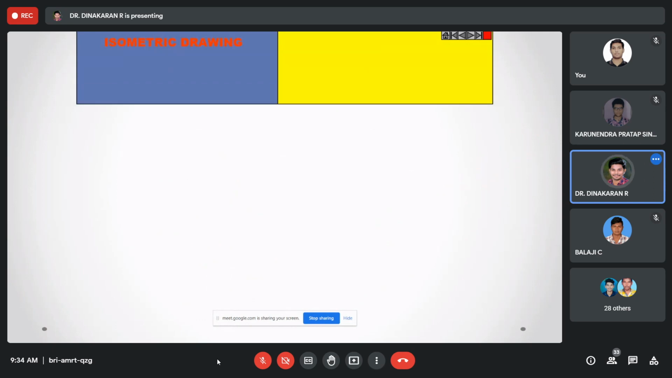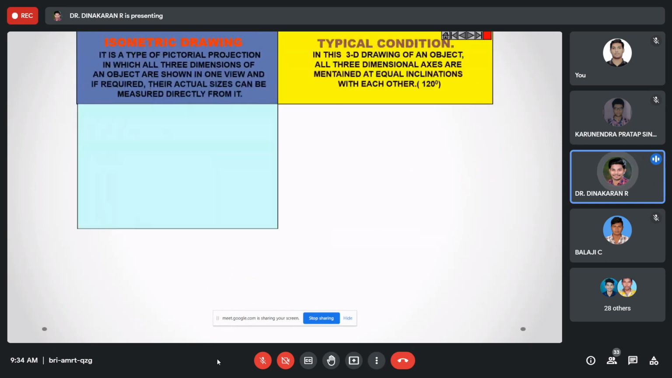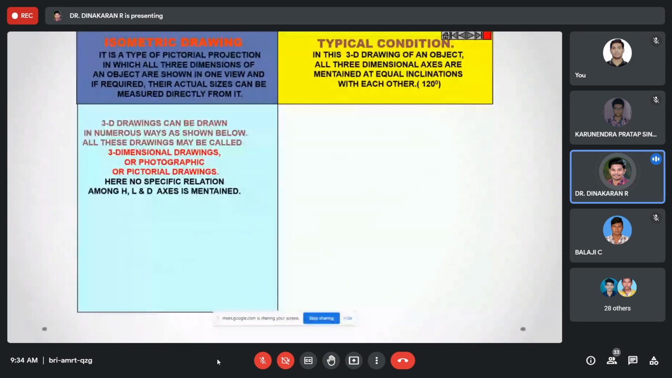Okay, so isometric drawing. There are two types: isometric drawing and isometric projection. In a drawing, you draw exactly the dimensions given. That is an isometric view. Isometric projection means that we need to reduce the scales and then draw. So what is isometric projection?